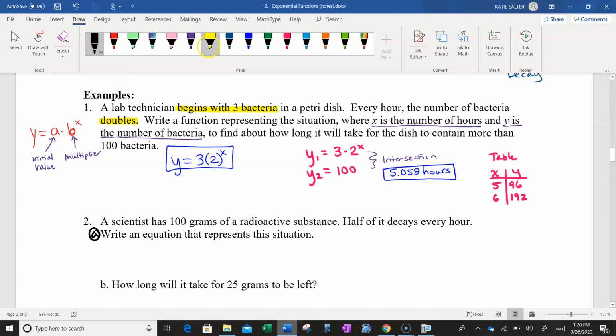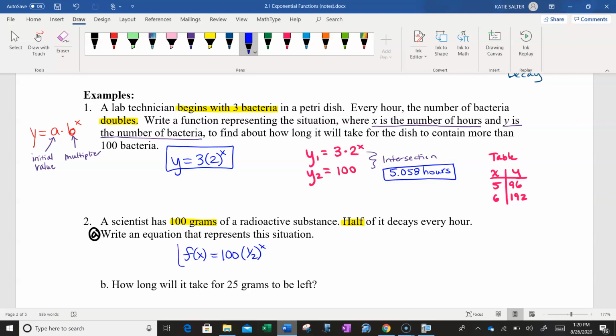All right, so we have our initial value because it says it starts with 100 grams of a radioactive substance. And it also says half of it decays every hour. So we know our multiplier is 1/2. So our function in this case would be f of x equals 100 times 1/2 to the x. Remember, you always put your initial value and then the multiplier is what's being raised to the x.